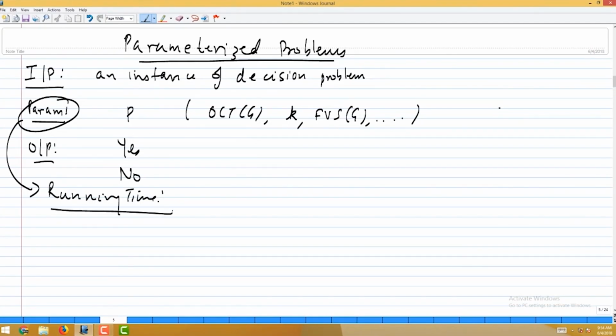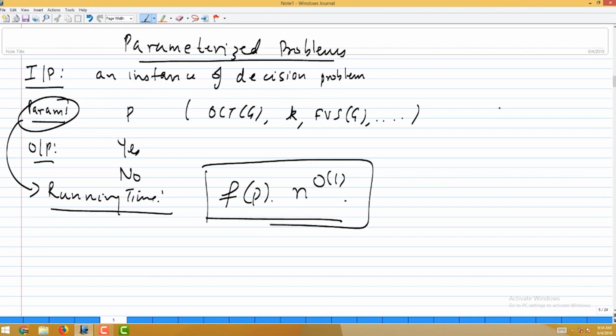So the running time of those problems would be some f of p times a polynomial in n. Okay. So this will be the general framework of the kind of problems that we'll be working with. Whenever I define a problem, the input will be a standard instance of a decision problem, the output will be a standard output of the decision problem, but along with it I'll always define a parameter p, and we'll try to design an algorithm whose running time is like this. Okay, that's the aim.